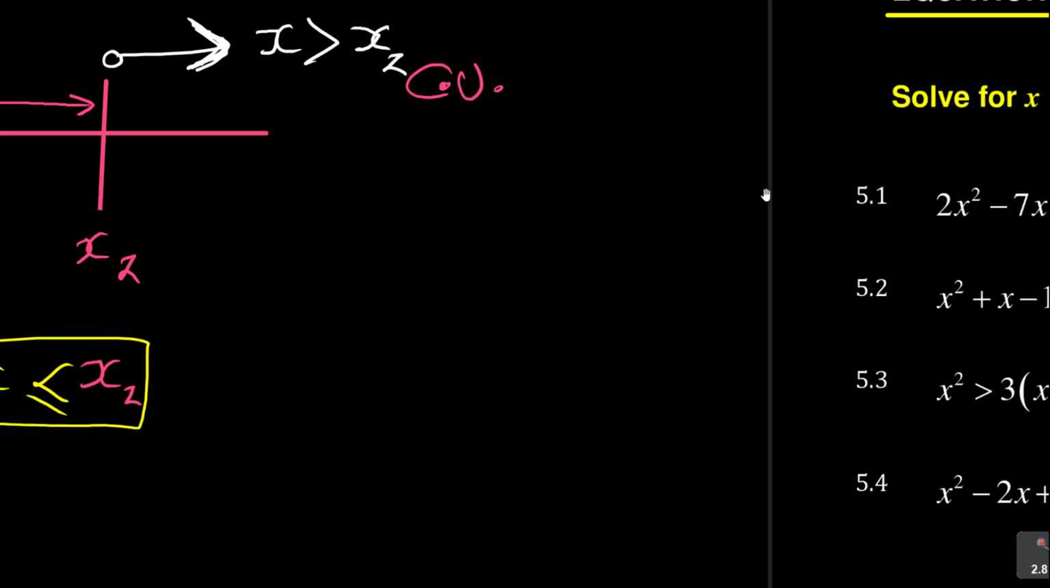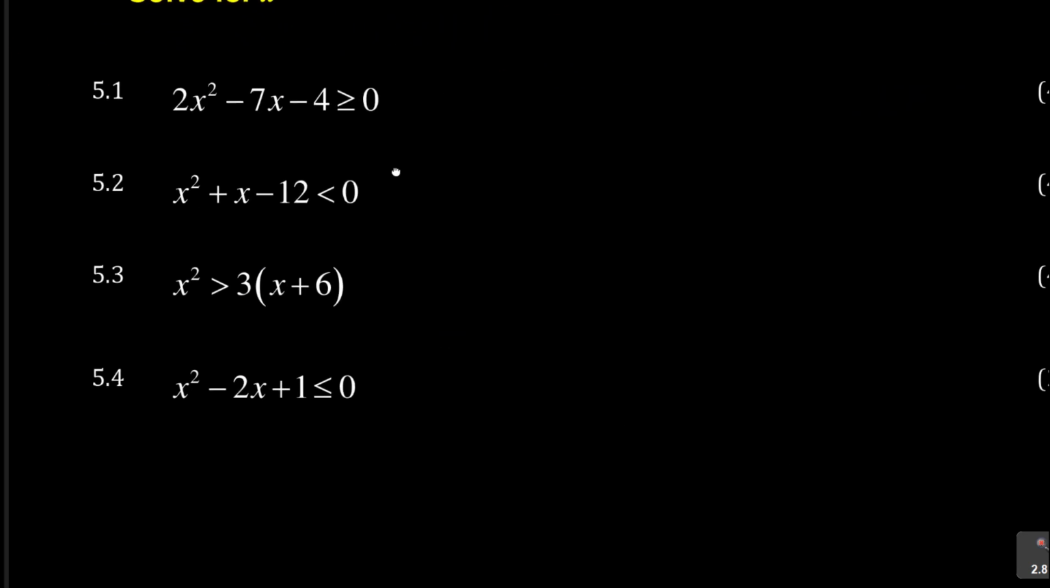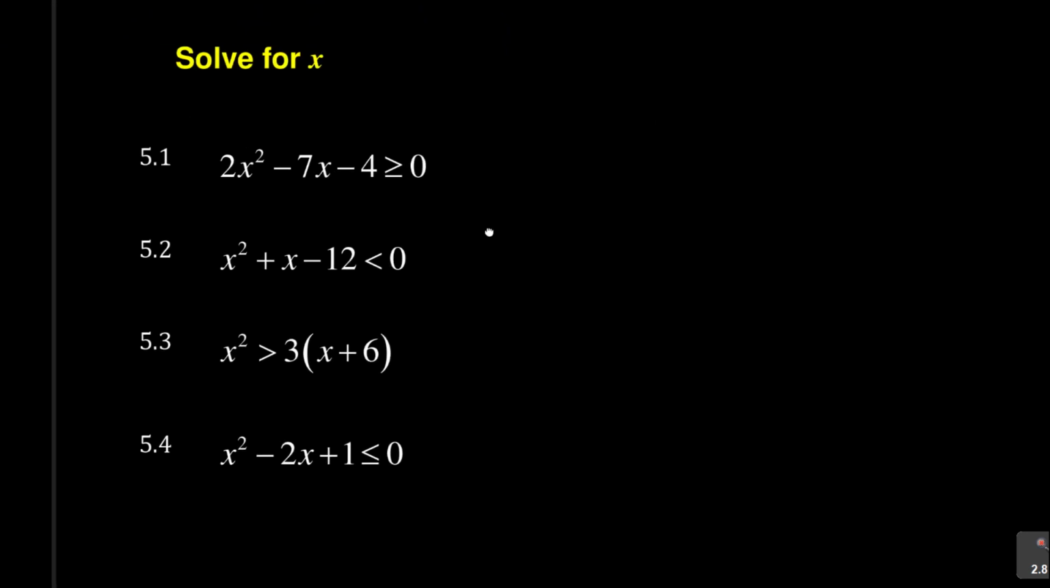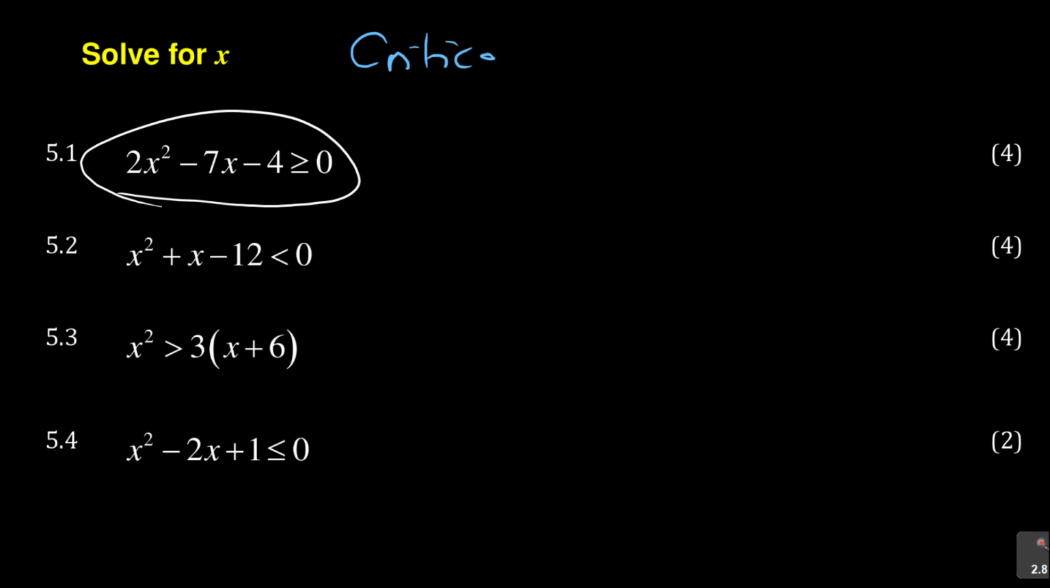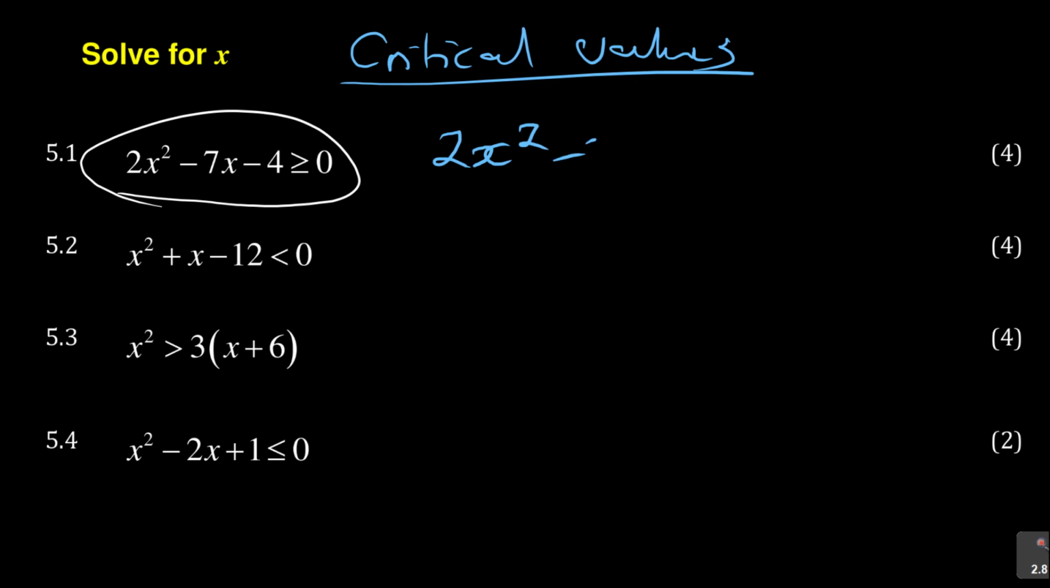Now let us come back to the inequalities. The first one is to solve for x. When you're given this question, the first part is to calculate what? The critical values. To calculate the critical values, use the quadratic formula. You can solve however you want, but I prefer the quadratic formula, where you have 2x squared minus 7x minus 4. First you equate that to 0, then you solve for x.